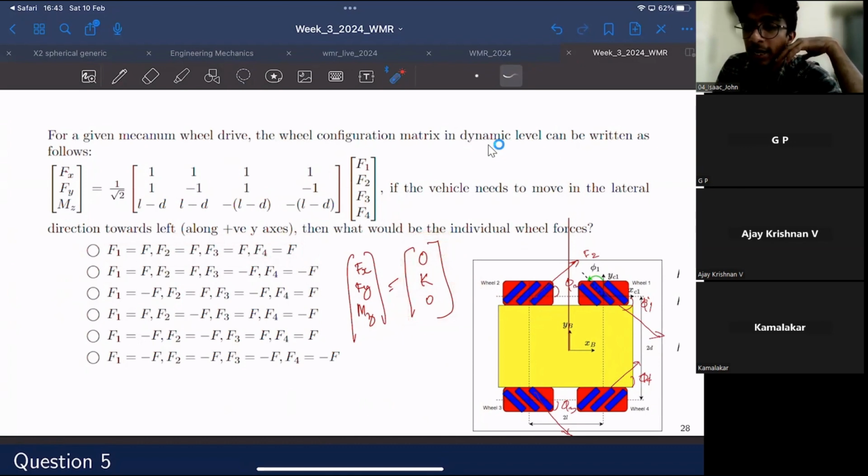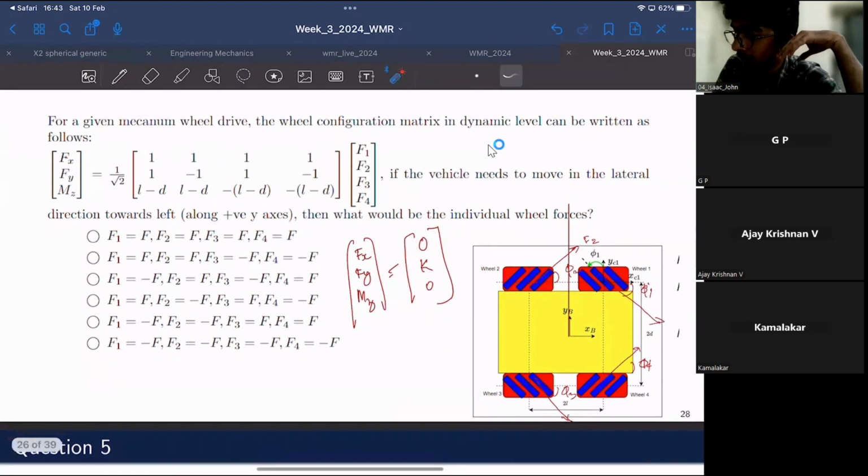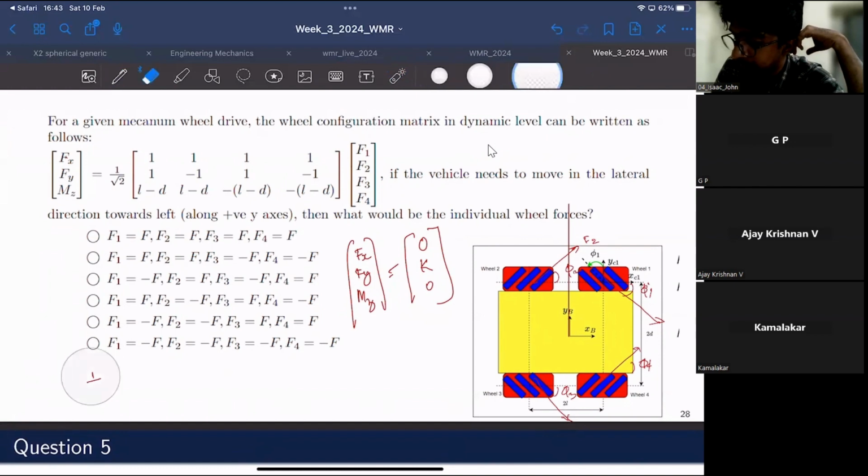Right? So Ajay says it's F, minus F, F, minus F. Is that the correct answer? Can anyone verify that? If I reproduce this here, 1 by root 2, I'll just ignore 1 by root 2 because it's just a constant. You can also take out L minus D and put 1, 1, minus 1, minus 1. Yeah, that is also correct.